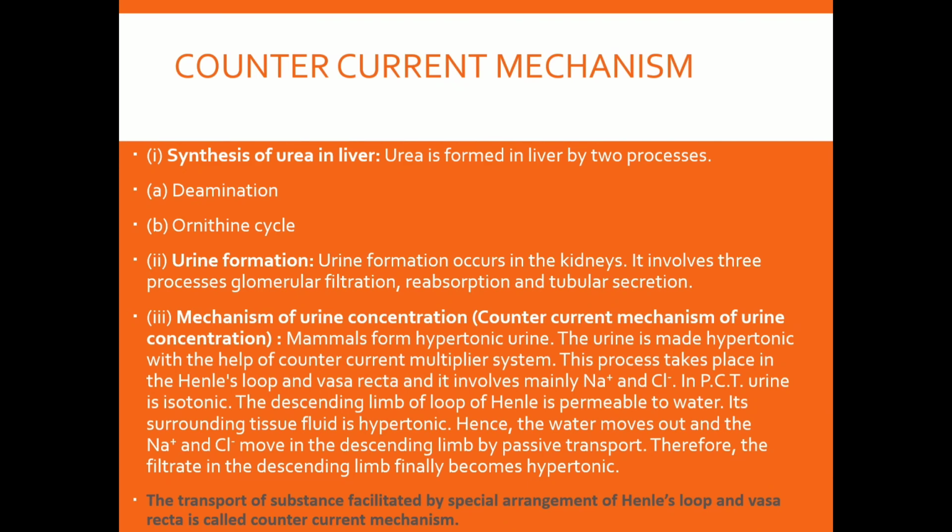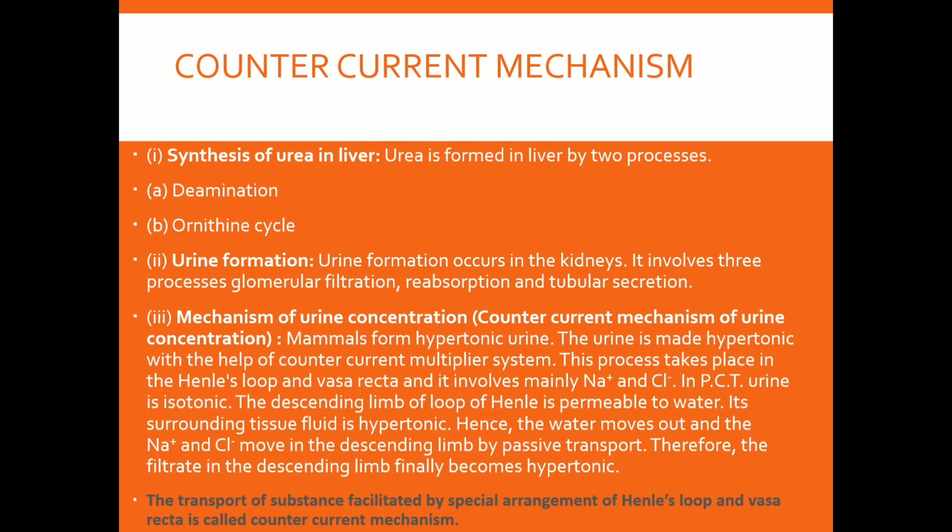Now there is one mechanism of urine concentration, which we call the counter current mechanism of urine concentration. Mammals form hypertonic urine. The urine is made hypertonic with the help of the counter current multiplier system. This process takes place in Henle's loop and vasa recta, and it involves mainly sodium ions and chloride ions. In the proximal convoluted tubule, urine is isotonic.